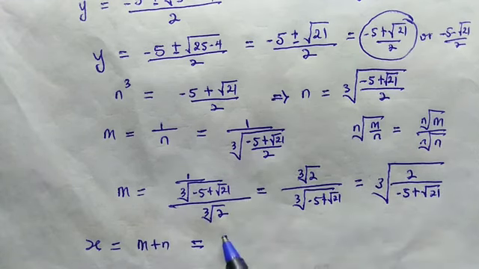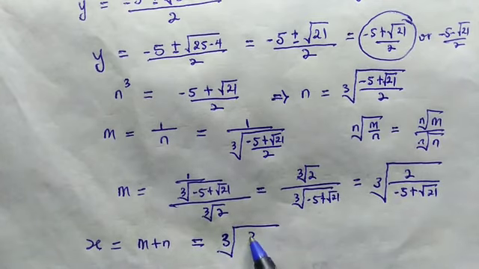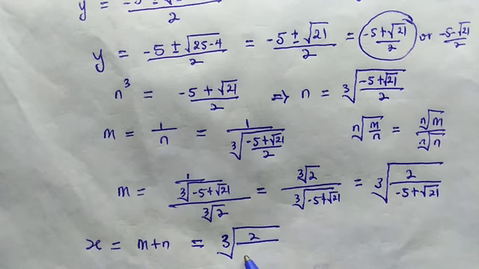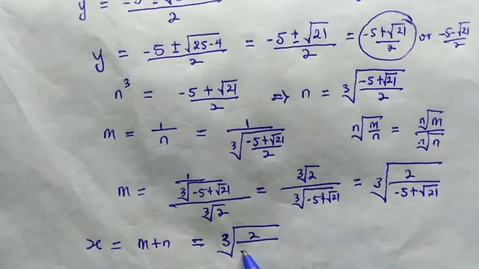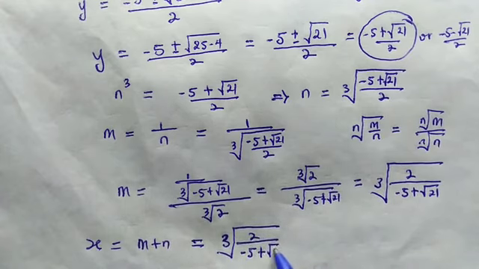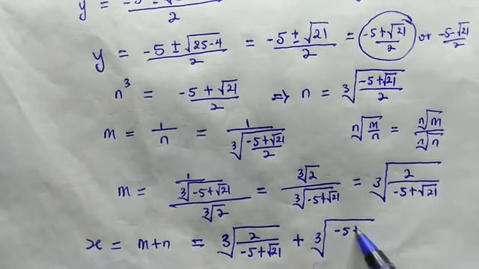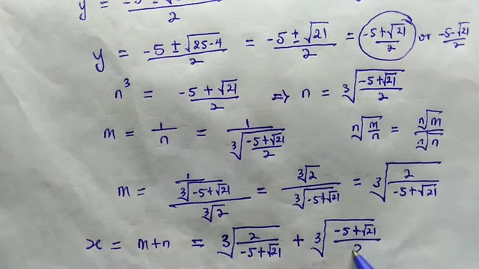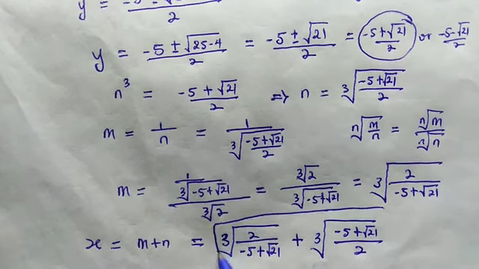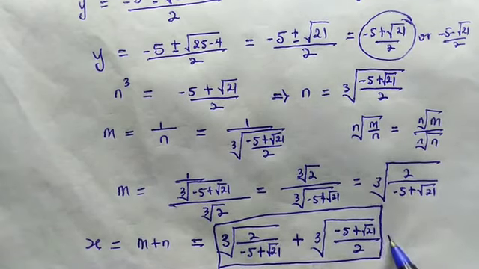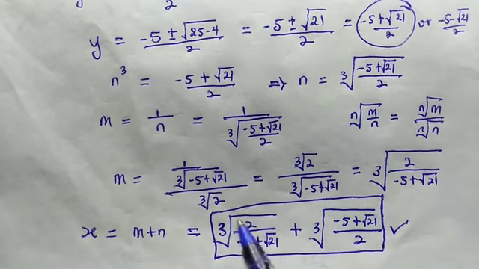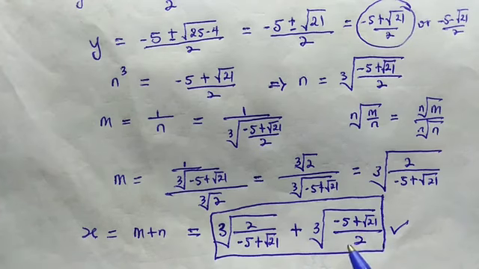So m, yes, of course, is the cube root of 2 all over negative 5 plus root of 21, then plus the n value, that is the cube root of negative 5 plus root of 21 over 2. And this is the real value of x in the cubic equation: the cube root of 2 all over negative 5 plus root of 21 plus the cube root of negative 5 plus root of 21 all over 2. And that is the right answer.